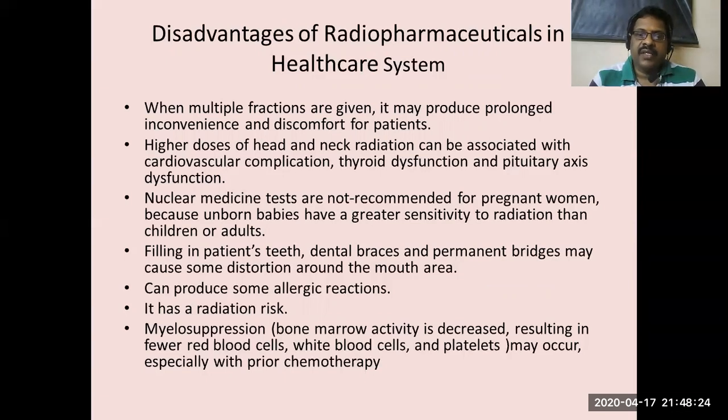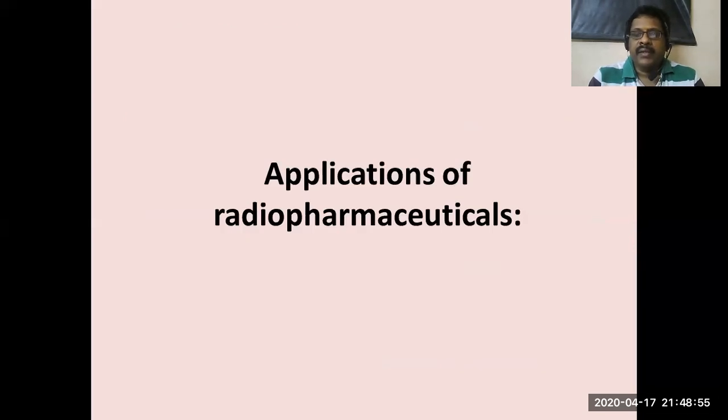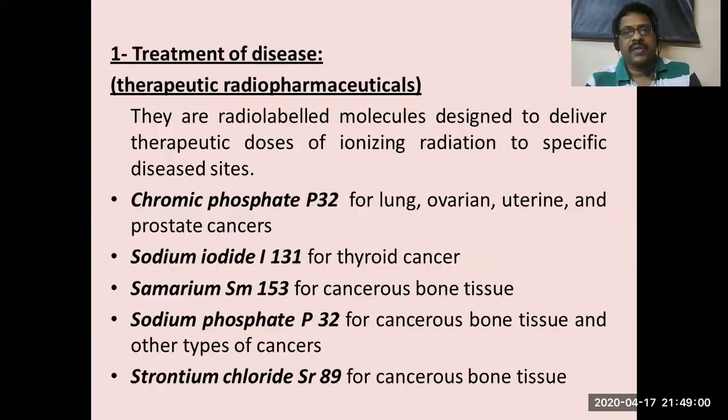Fillings in patients' teeth, dental braces, and permanent bridges may cause some distortion around the mouth area, and it can produce allergic reactions in some patients. It has a radiation hazard, and myelosuppression, where bone marrow activity is decreased, which may result in fever, reduced red blood cell count, reduced white blood cell count, and reduced platelet count. These are some disadvantages.